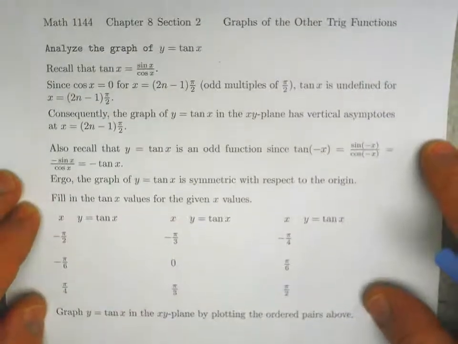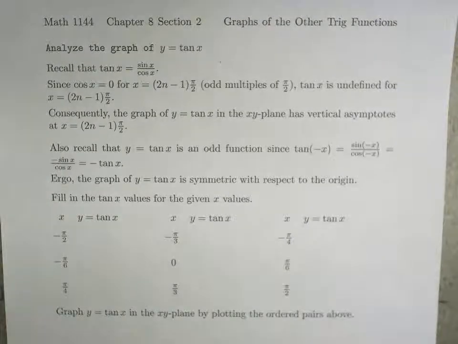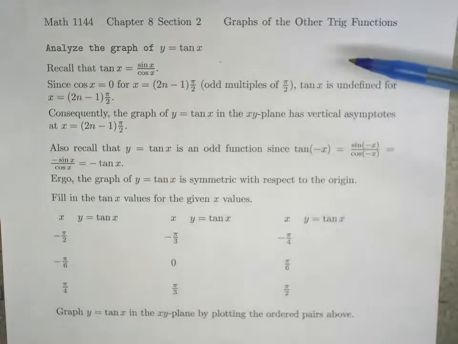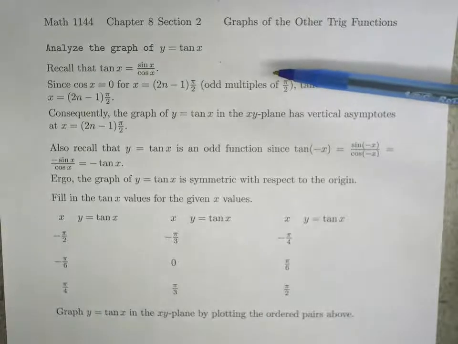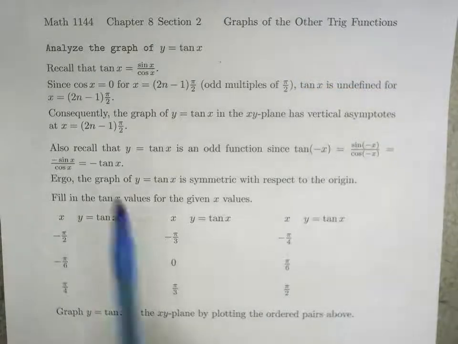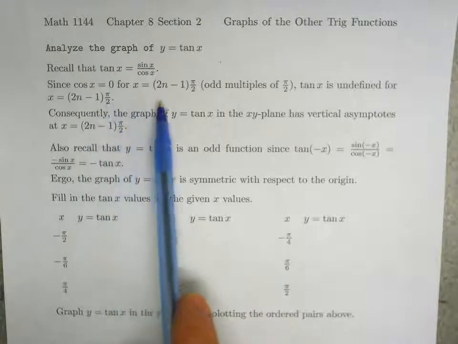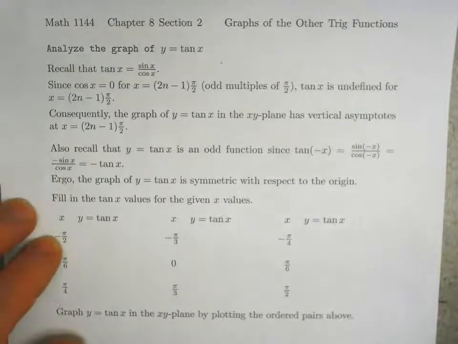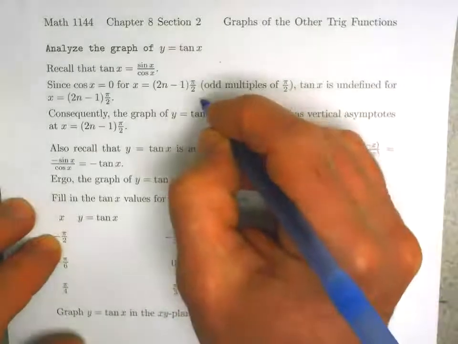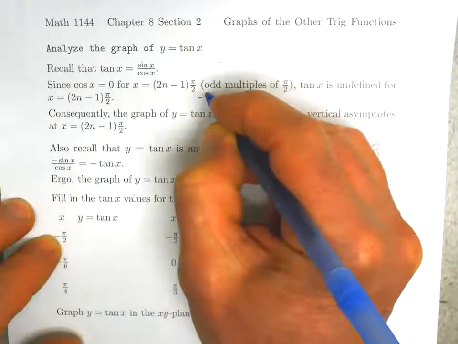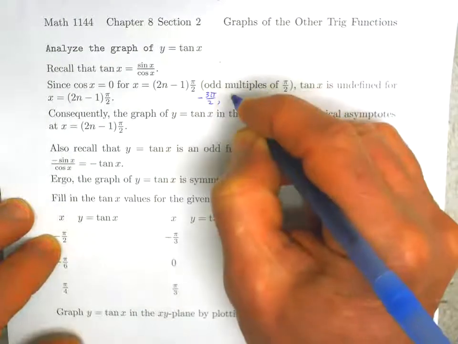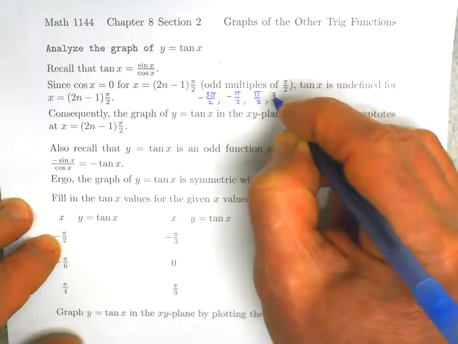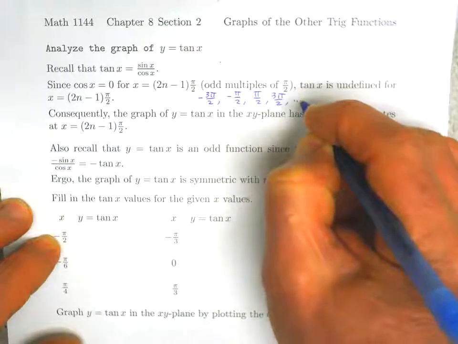Okay, the first thing we'll do in section 8.2 is analyze the graph of y equals tangent of x. Recall that tangent of x is sine of x divided by cosine of x. And cosine of x is 0 for odd multiples of pi over 2. So odd multiples of pi over 2, a couple of negative ones, negative 3 pi over 2, negative pi over 2, positive pi over 2, 3 pi over 2, and so on.